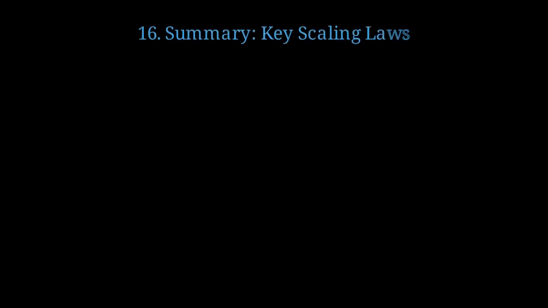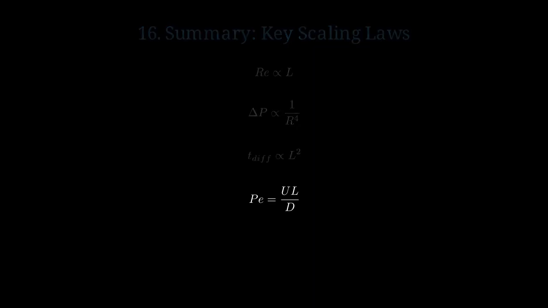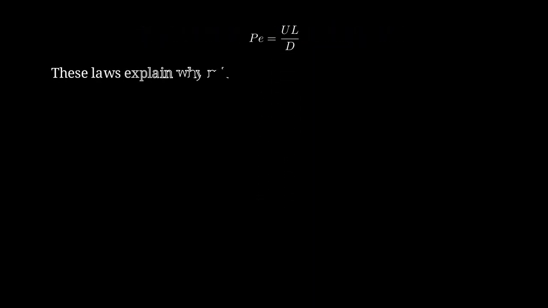Let's summarize the key scaling laws that govern microscale fluid behavior. Reynolds number scales linearly with length. Pressure drop scales as 1 over radius to the 4th power. Diffusion time scales as length squared. Peclet number quantifies the competition between convection and diffusion. These fundamental scaling laws explain why the microscale is qualitatively different from our everyday experience.